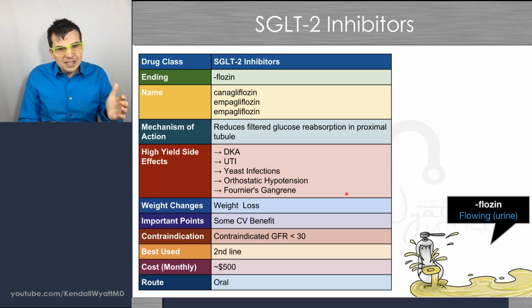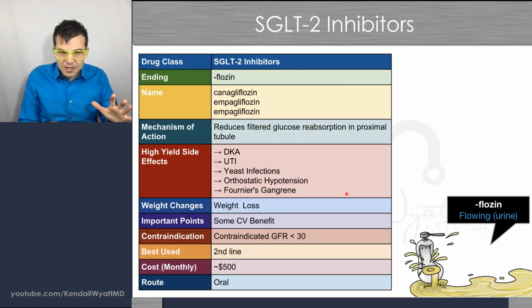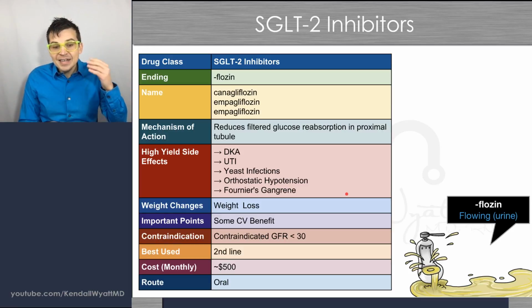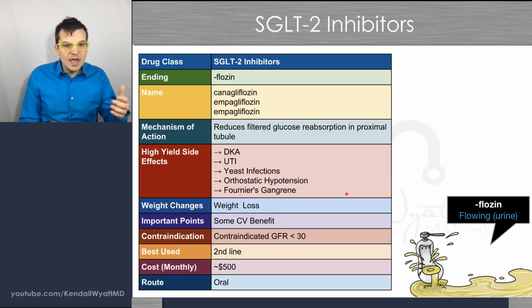Now, remember the mechanism. It works in the proximal tubule to make you pee out more glucose. So naturally, it's contraindicated in somebody whose kidneys don't work. I think that makes sense, but some people work so hard trying to memorize all this stuff and just don't think through it. Don't forget that. These are second-line medicines, because metformin's first, and they cost about $500 a month. The good thing with these is that it's a pill, so it's a medicine you can take by mouth to add on to help just pee out some glucose.